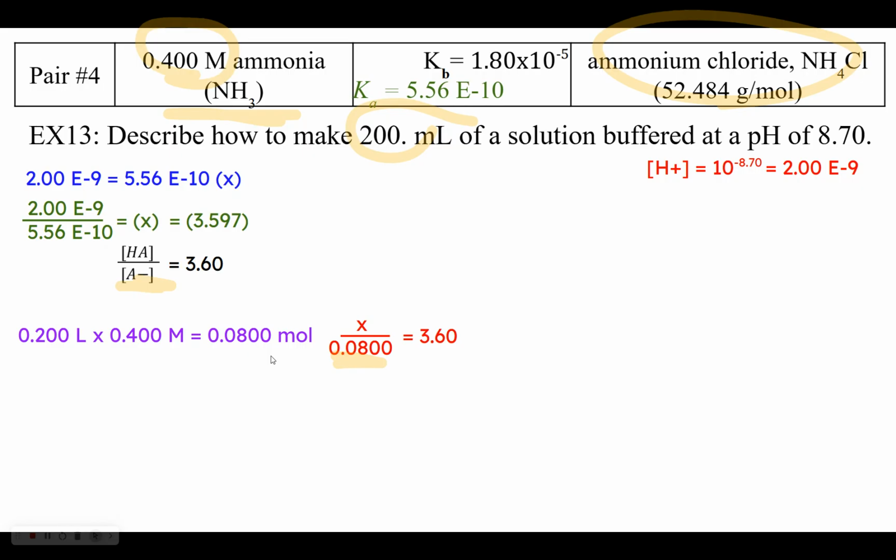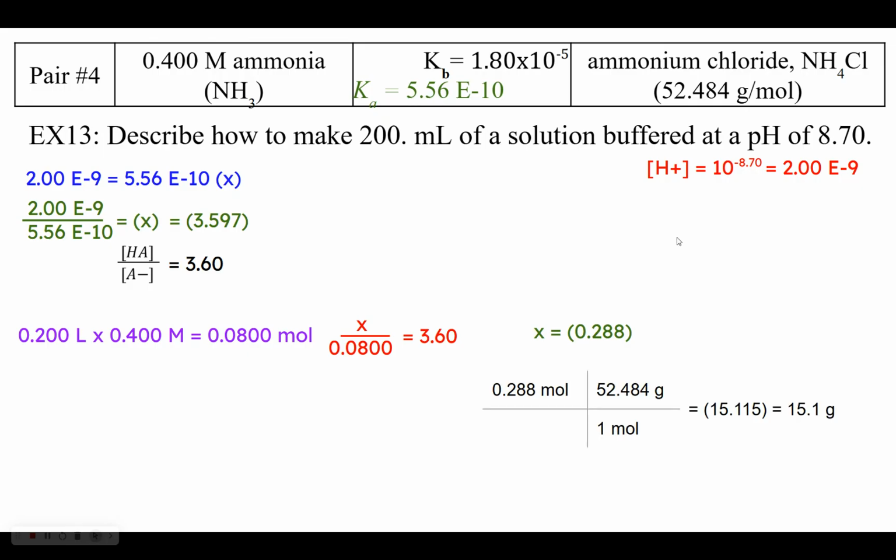We want to find the amount of our acid that we need to add to this weak base. It's just the salt this time instead of the solution. So, solving for that x, we get 0.288, and that's the perfect number of sig figs for us to plug in. Multiply by that molar mass of our ammonium chloride, and that gets us 15.1 grams.